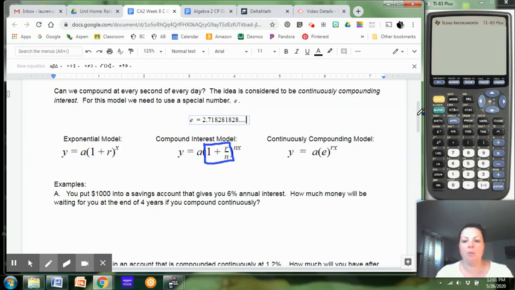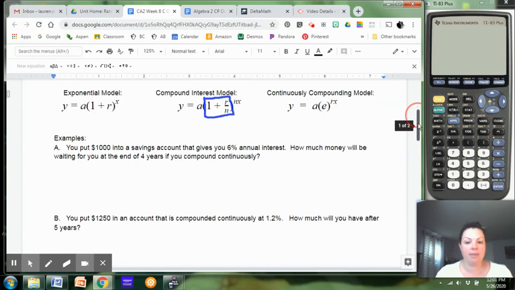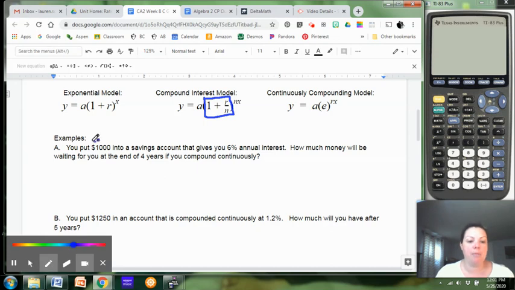So what we're going to do is walk through a couple of problems using this new formula, and we don't need anything else. We're going to put $1,000 into a savings account with 6% annual interest. How much money will be waiting for you at the end of 4 years if we compound continuously? Let's break down all the different parts of this word problem. $1,000 is what we're putting into the account. That is the A.